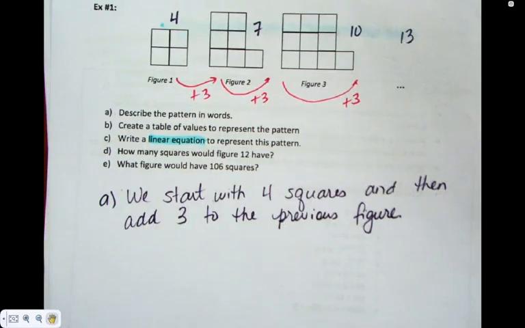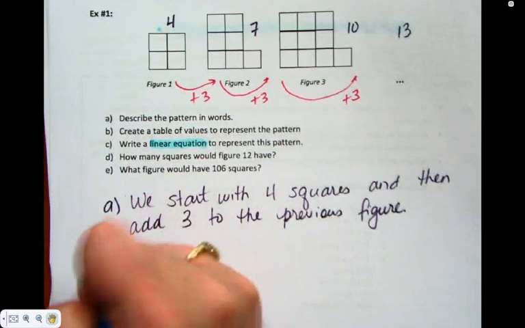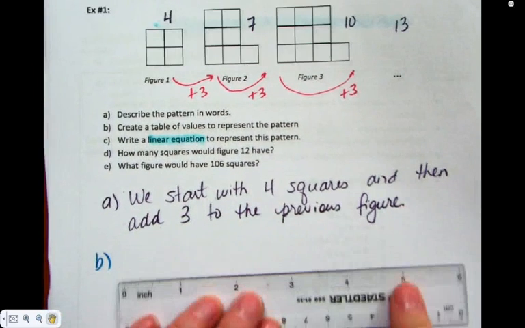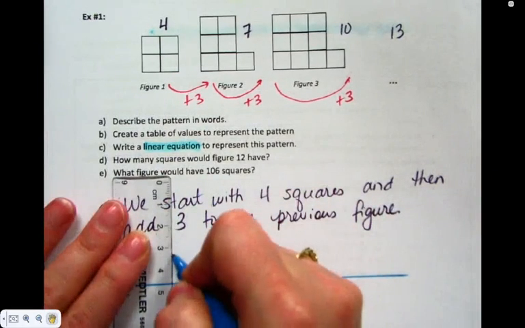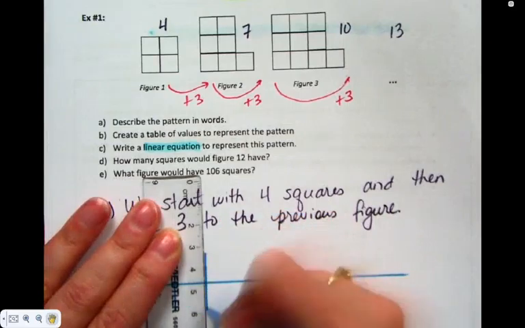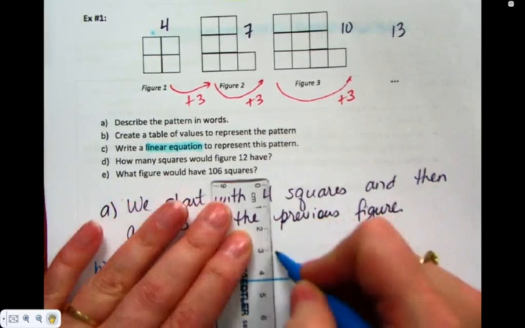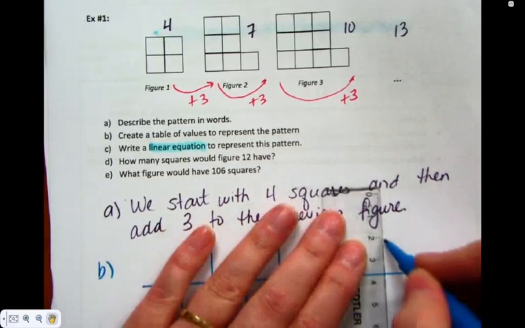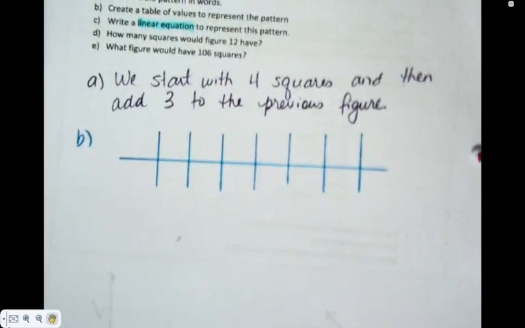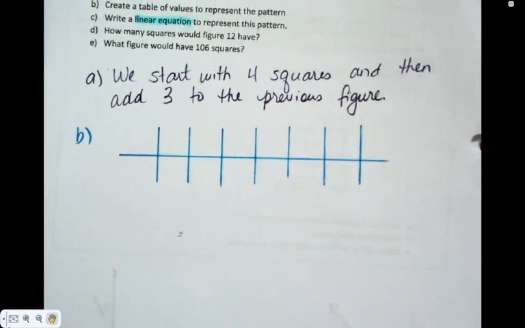So when the question says describe the pattern in words, that's what they want to know, is what did we start with? What did we do to get every figure after that? Create a table of values. I don't know. I just did it until I ran out of space. I think I have 6 there. 7 maybe.